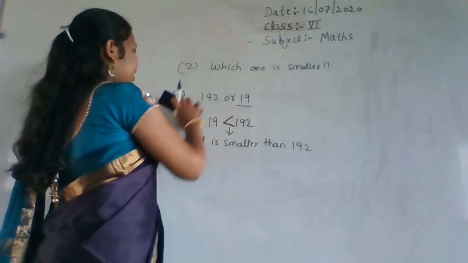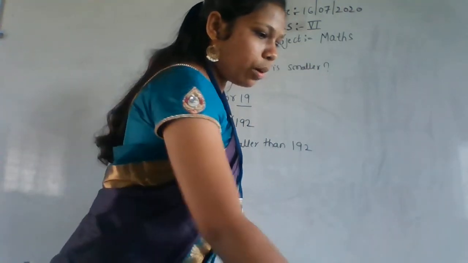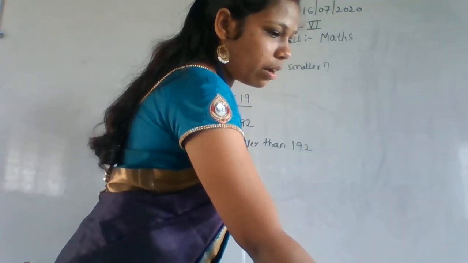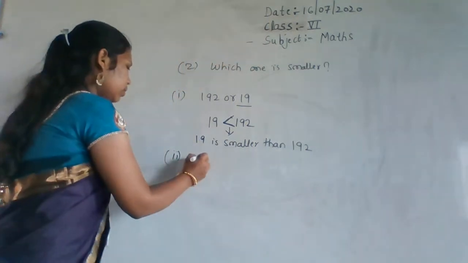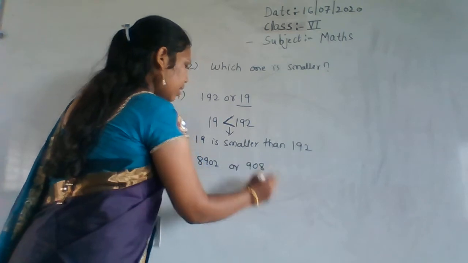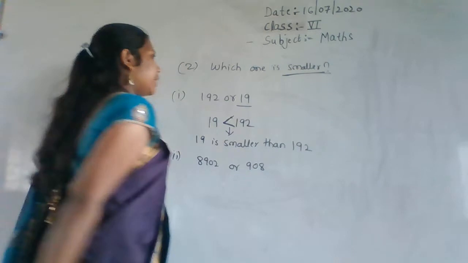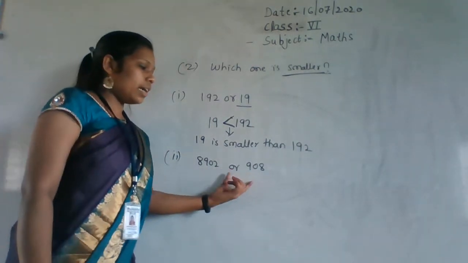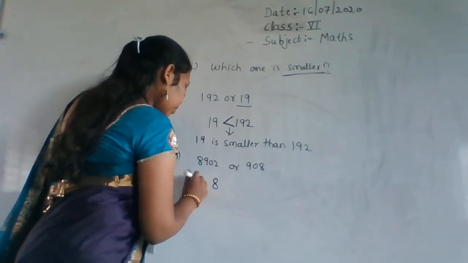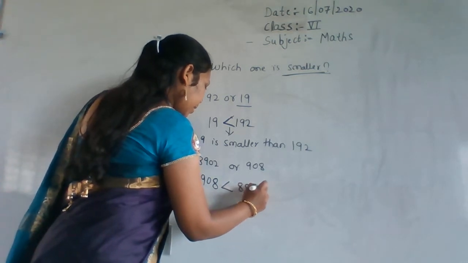Okay. Next problem, what have they given here? Second problem, what have they given? Observe everyone. Page number 2. 8902 or 908. Which one is the smaller here? They asked which one is smaller. Keep it in your mind. Of course, 908 is smaller. 908 is smaller than 8902.